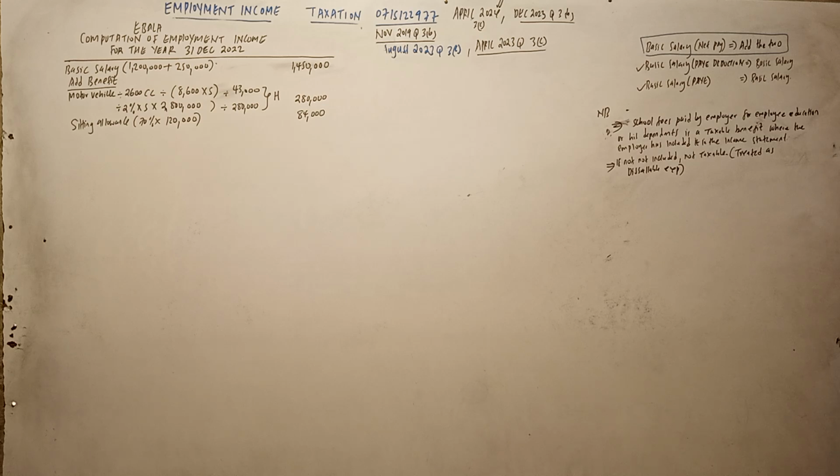We shall consider it later. The following deductions were made from his salary. So family life insurance premium was made from his salary. That one we're not going to consider.